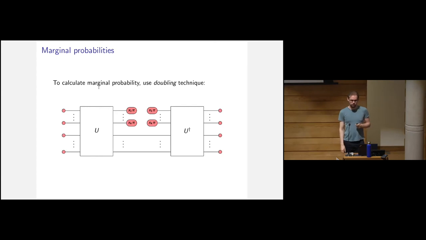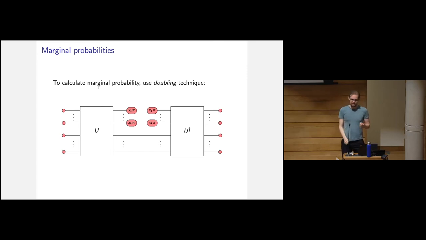To calculate a marginal probability, we use this thing that's called a doubling technique. So here we are calculating the marginal probability of the first k qubits, and we are tracing out the bottom qubits, which means they're connected by a wire, which is a trace. And we see that here we have doubled U, so we get U and U dagger.